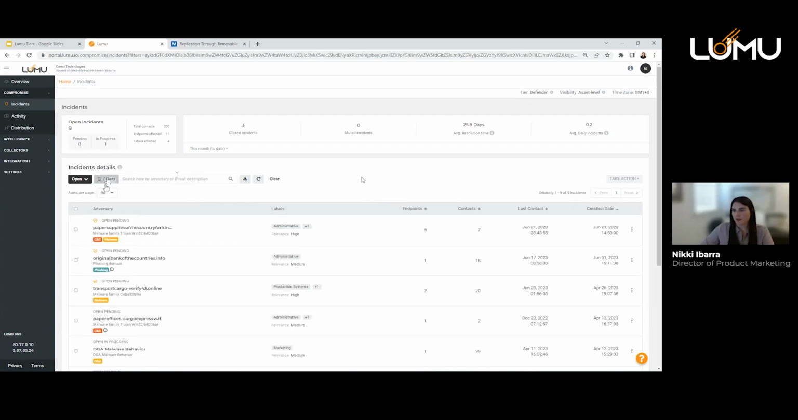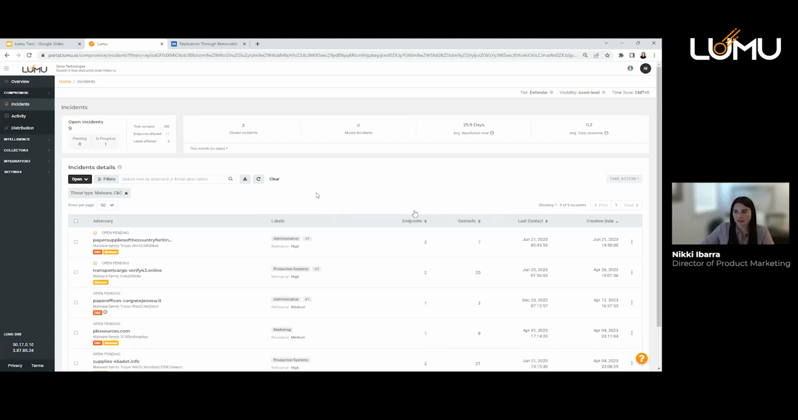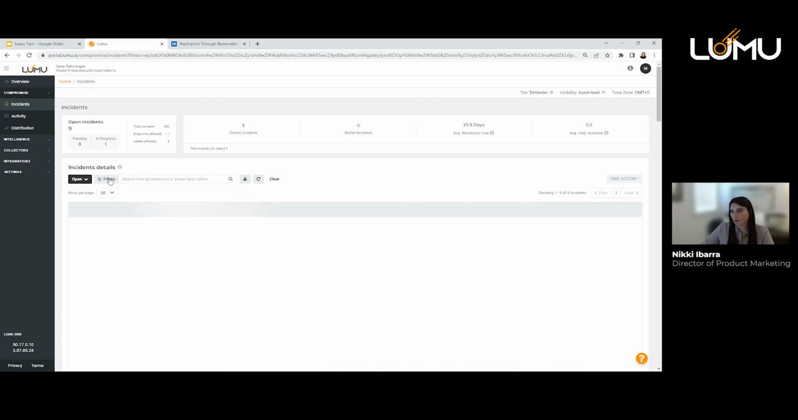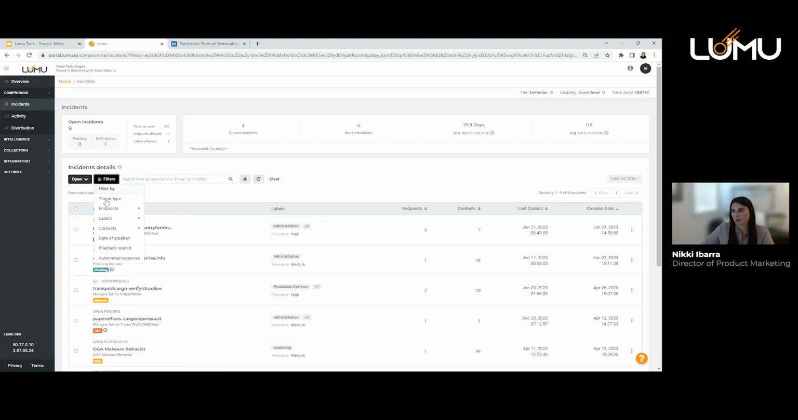The other thing we have here are the filters. I know I touched on this earlier, but if you need to find a certain incident that's associated with a particular kind of threat, you can do that here. You select by threat type. Let's say you only want to focus on malware and C2C. You apply that filter, and only malware and C2C incidents will be shown to you below. It's a great way to prioritize and find what you're looking for much more quickly. Endpoints impacted, maybe the actual endpoints affected or the number of endpoints.